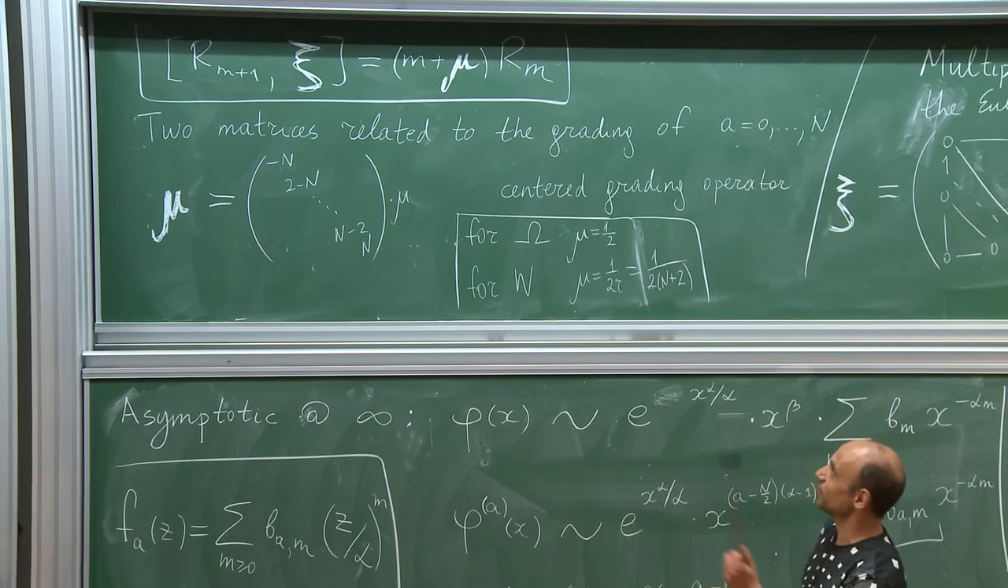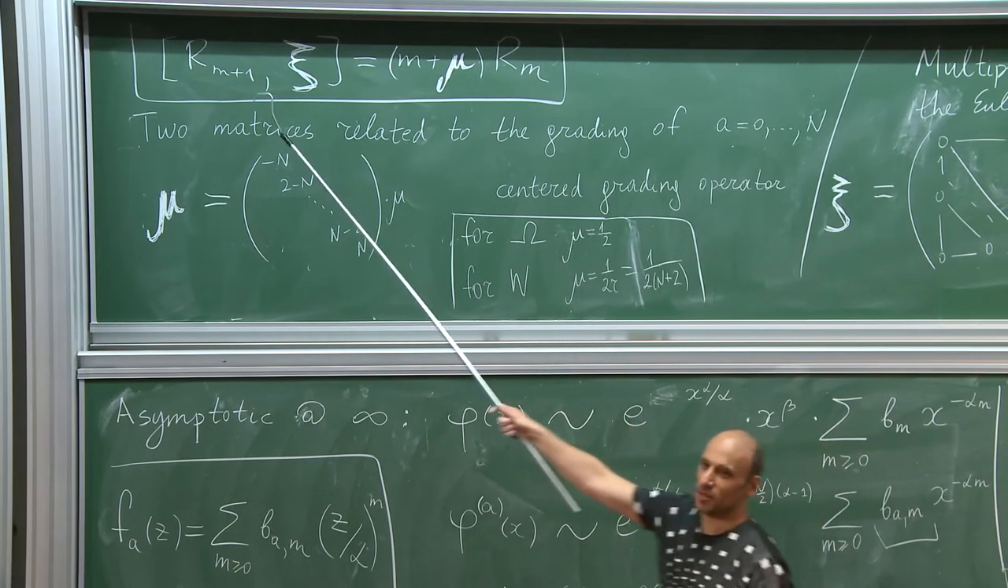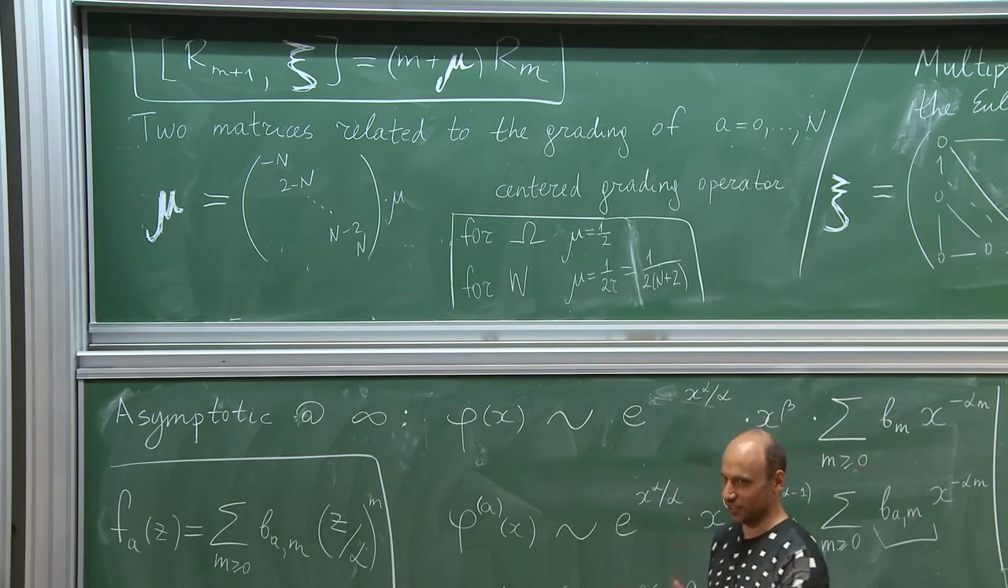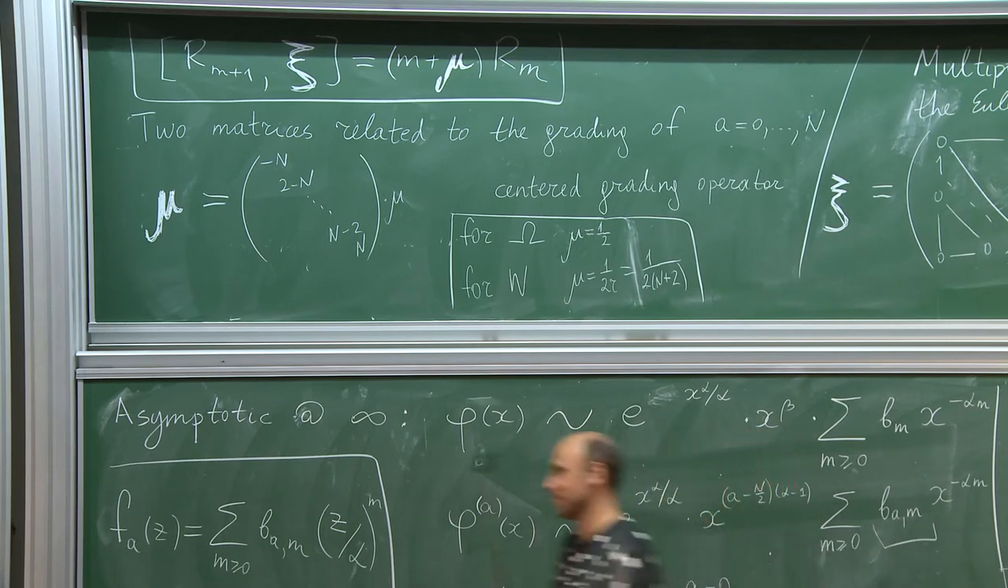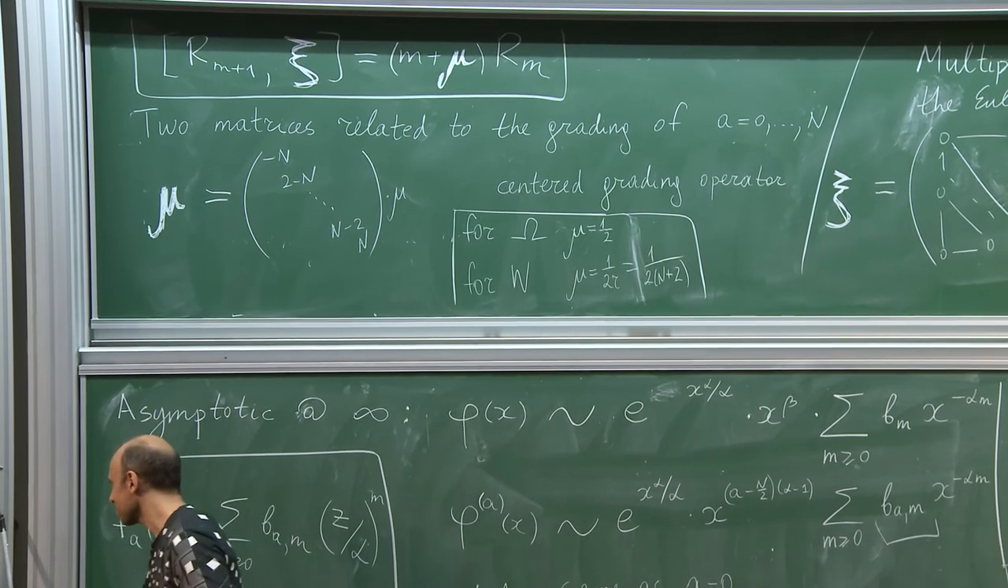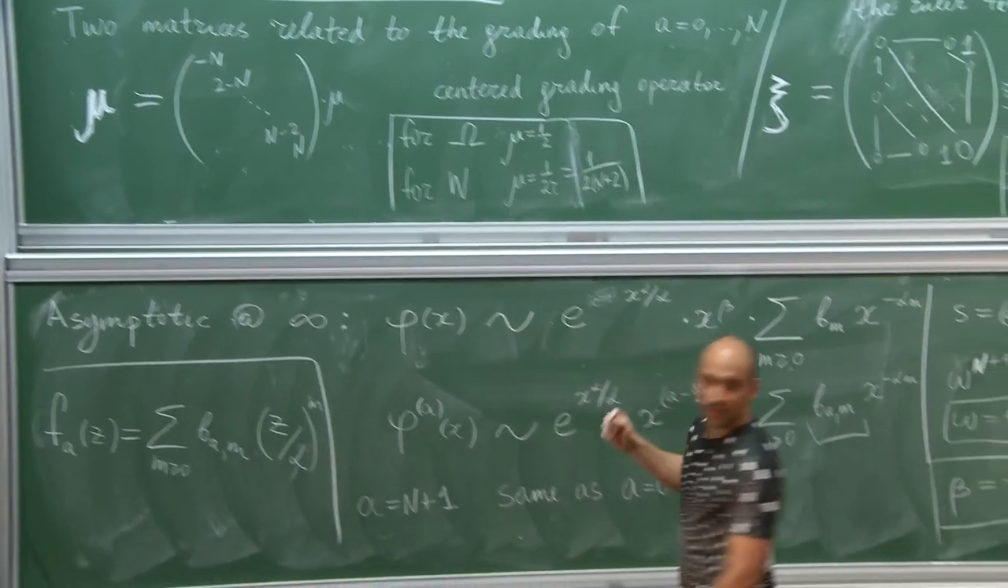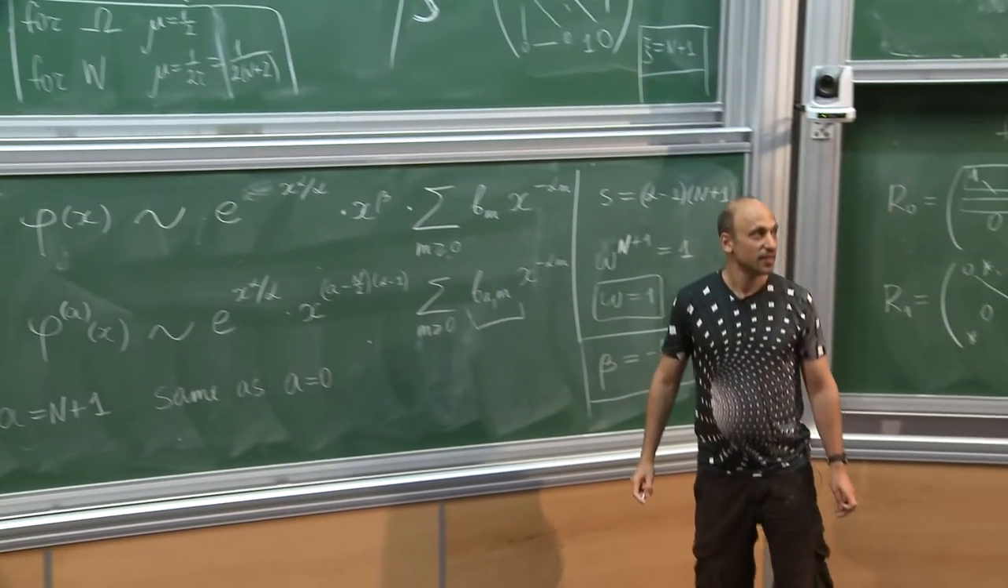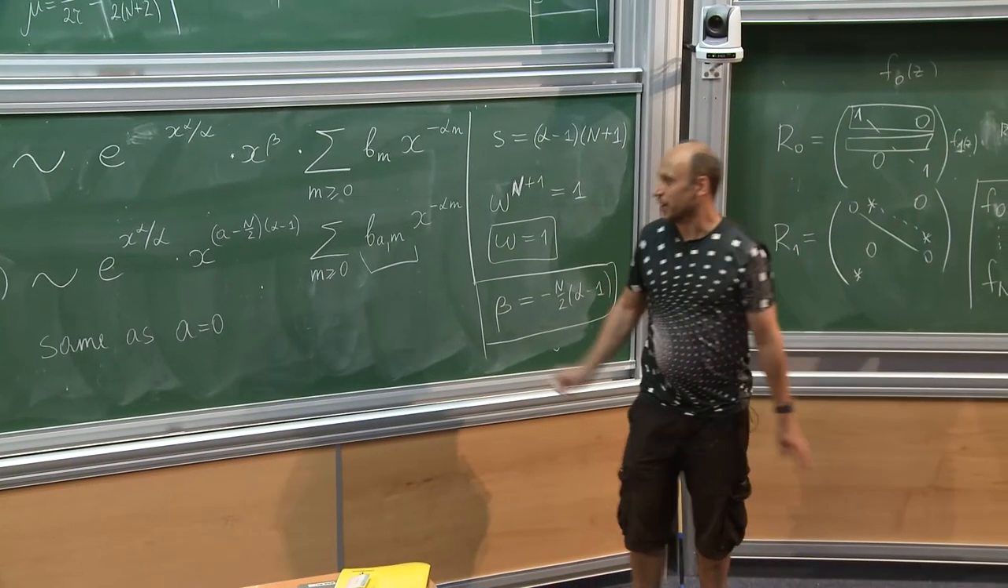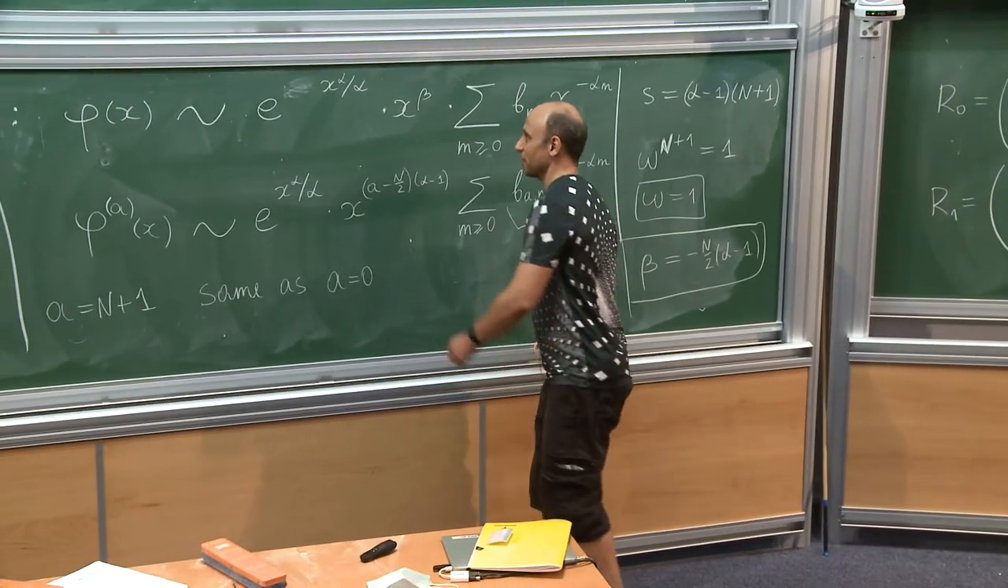It's just not that you know Rm and you determine Rm plus 1 from this equation. You need two equations to determine each matrix. So these F A's give you the R matrix for this W code, for everything.